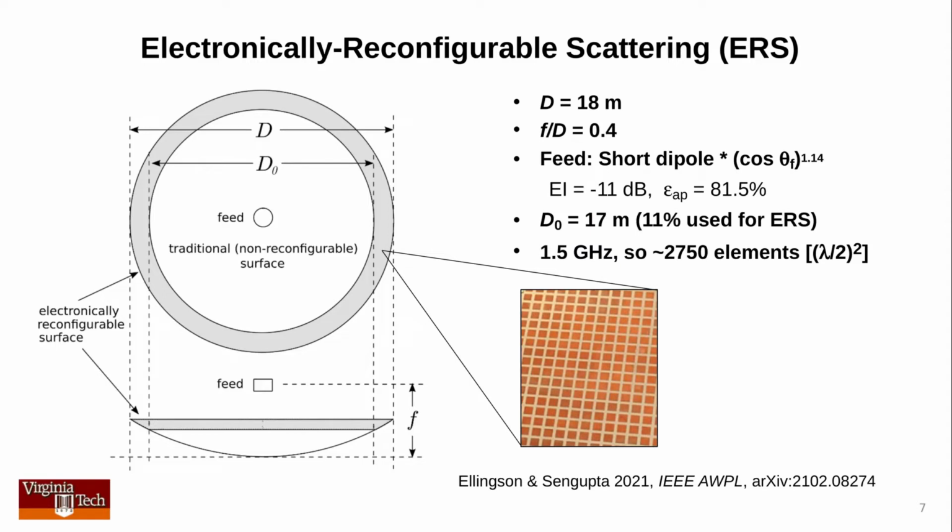To demonstrate the concept, I'm going to use an example with these parameters. The overall diameter is 18 meters, the f over d is 0.4. For the purposes of the demonstration, a simple feed model suffices, so we'll just use a short dipole with a modified pattern to give us an edge illumination of about minus 11 dB, and subsequently an aperture efficiency of about 81%. In this example, we'll give up the outer 50 centimeters to the reflectarray, which equates to about 11% of the projected area of the dish.